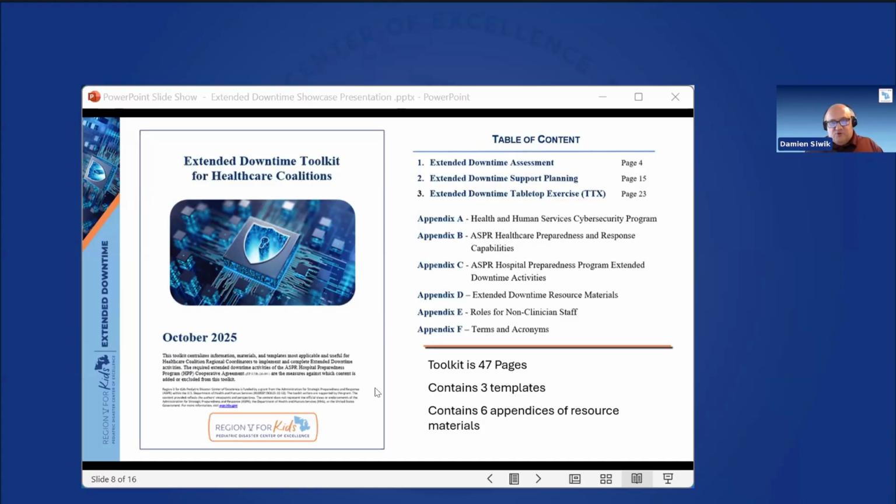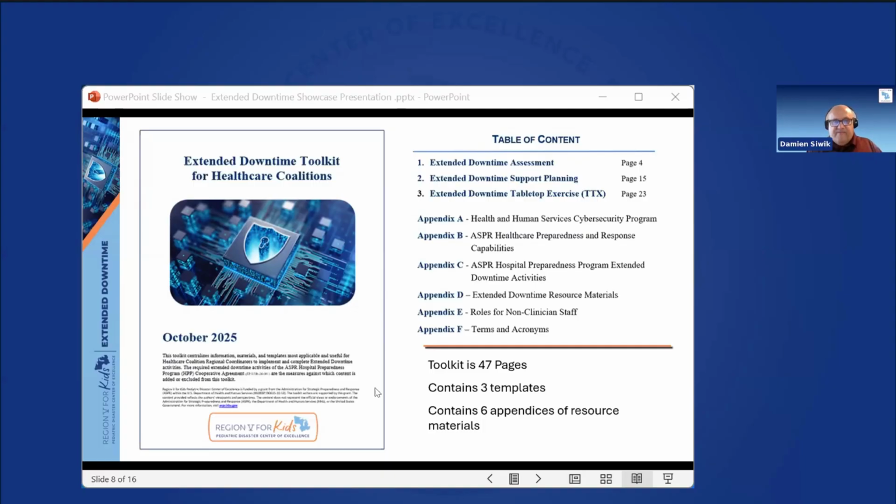A couple of descriptors or unique aspects that we feel of this particular toolkit. Number one, it's written for the idea of a healthcare coalition jurisdiction, not necessarily just the office concept. It does contain templates, forms, and tools for the 3 aspects of extended downtime that are baked into the current ASPR Hospital Preparedness Program Cooperative Agreement. By that, I mean it's the assessment plus a support planning template plus a tabletop exercise template.